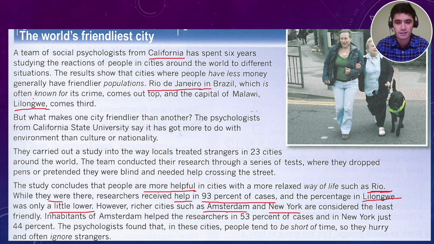So let's check other cities as well, just to make sure about the correct answer. However, richer cities such as Amsterdam and New York are considered the least friendly. So these are the least friendly cities. So obviously the answer here is Rio, because there are more helpful people there, and researchers also got help in 93% of cases while they were there. So this is how you scan the text and try to find the answer.